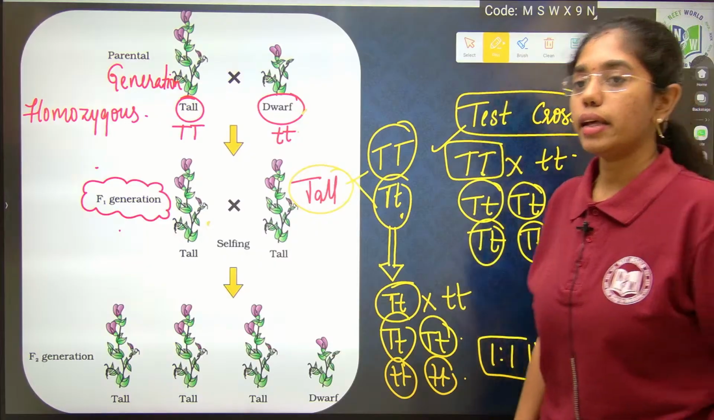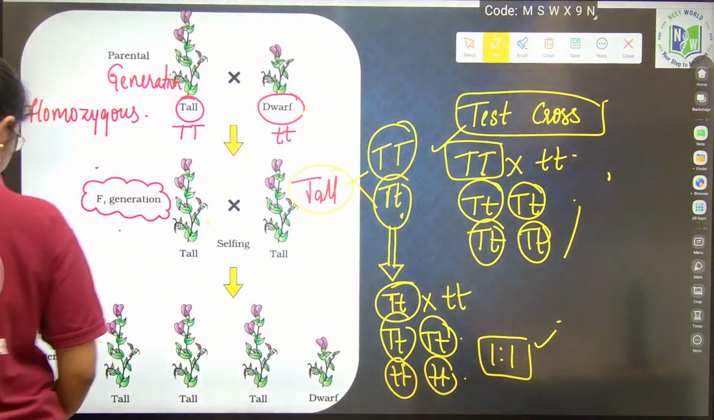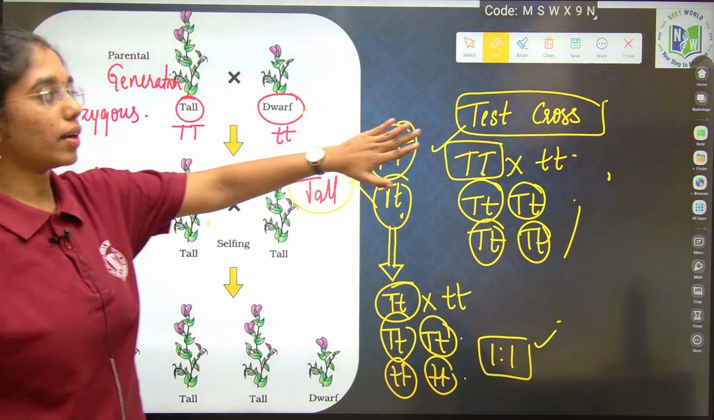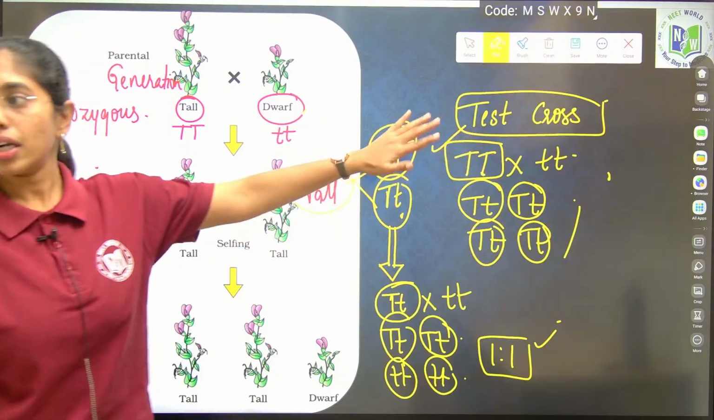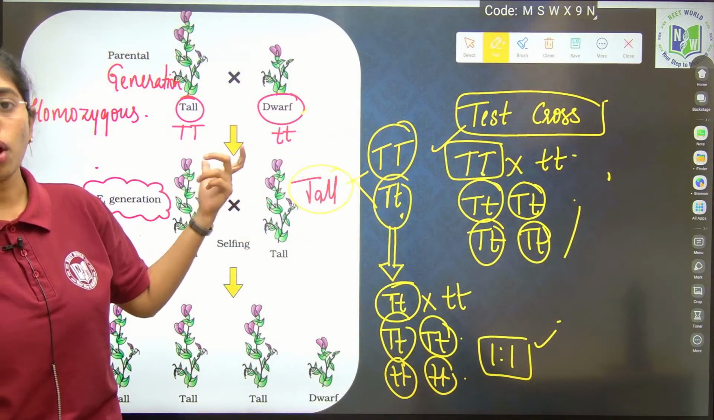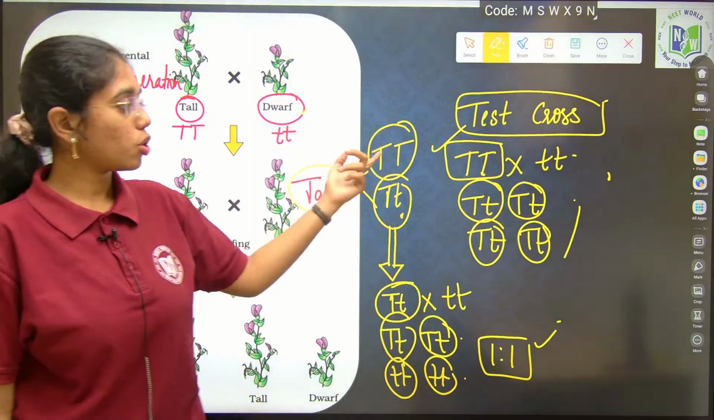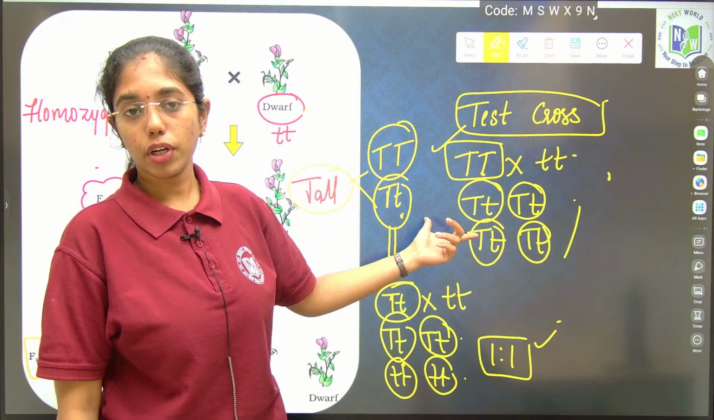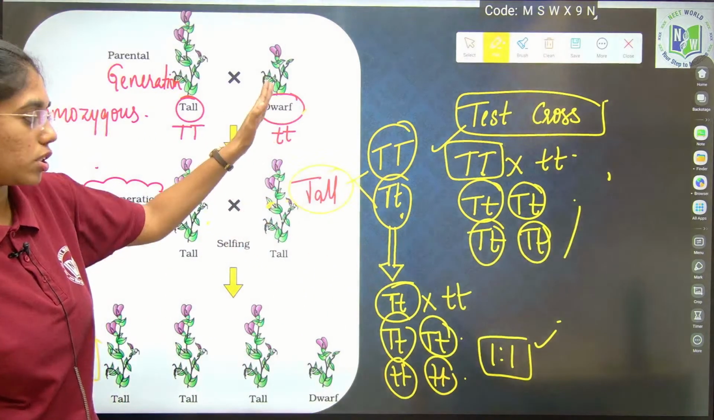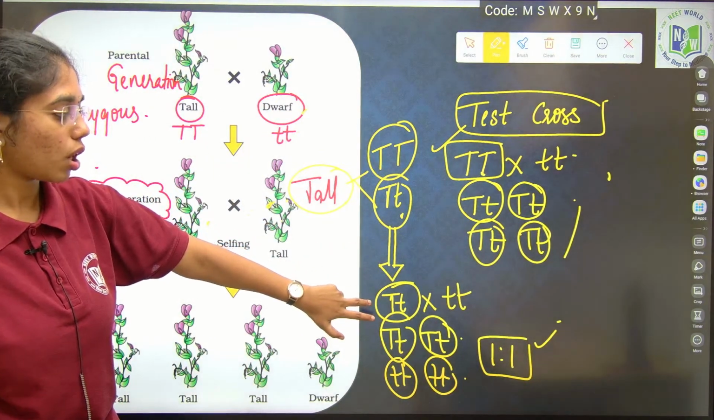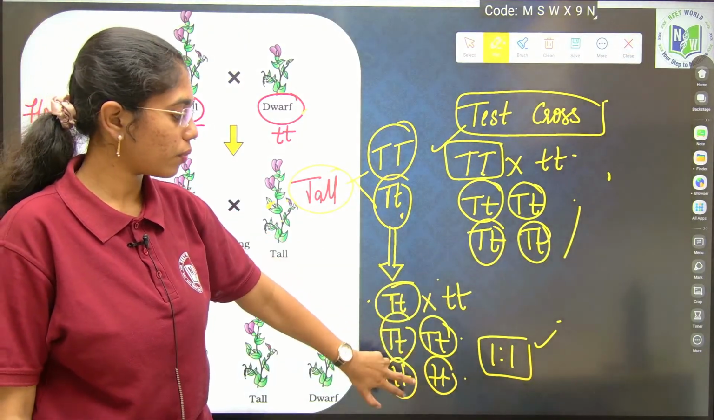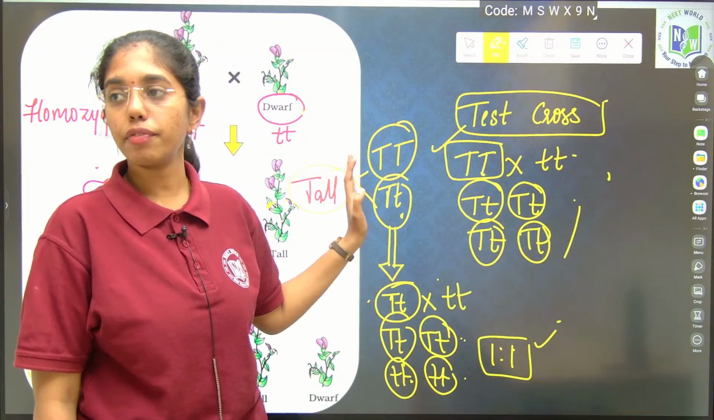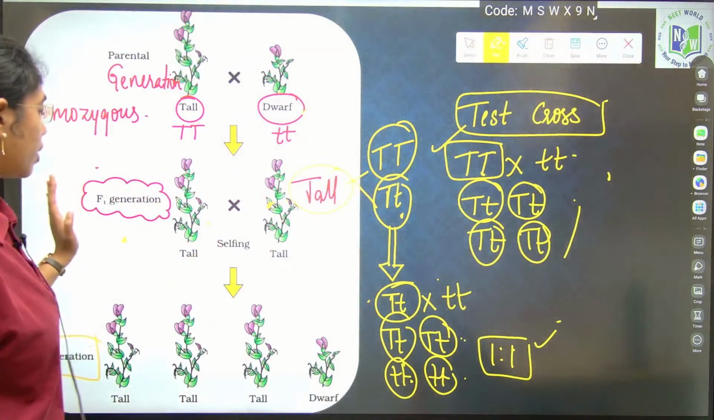Clear, right? In F1 generation we have stopped here. We have understood clearly about test cross. Test cross is to know about the genotype of the F1 generation. If it is homozygous tall, all the offspring obtained will be dominant phenotype only when you cross this with the recessive parent. If it is heterozygous tall, you will get 1:1 ratio of dominant and recessive traits. This is how you will identify the genotype of the F1 generation.